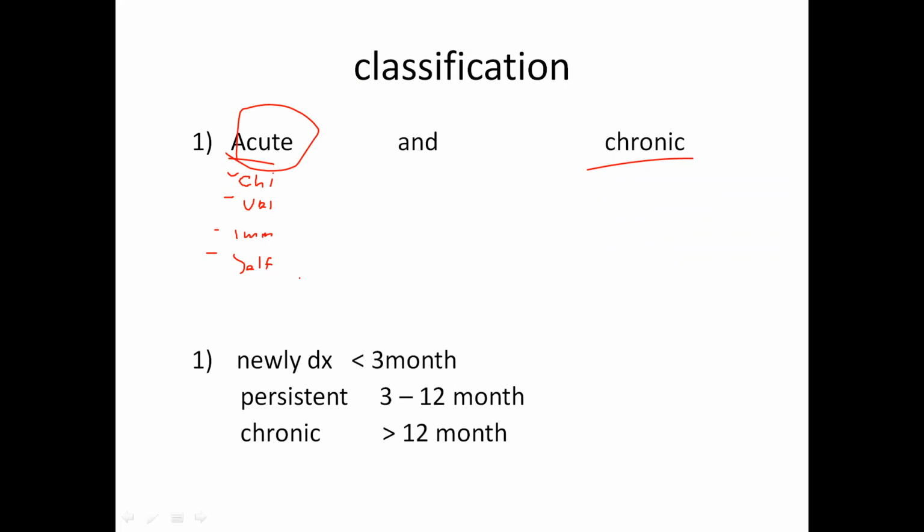Otherwise, if there is severe bleeding, or if the platelet count is very low, like less than 20,000, you may consider corticosteroid. Otherwise, in children, ITP is self-limiting.